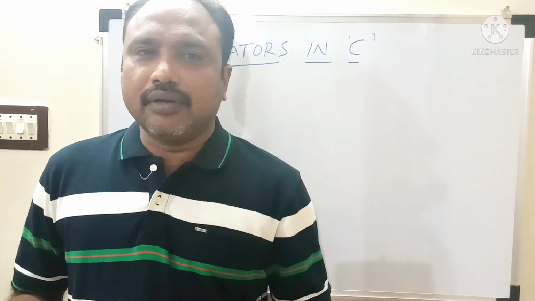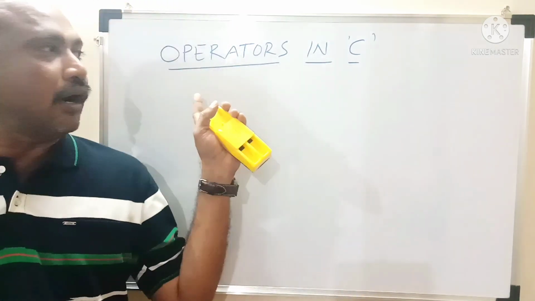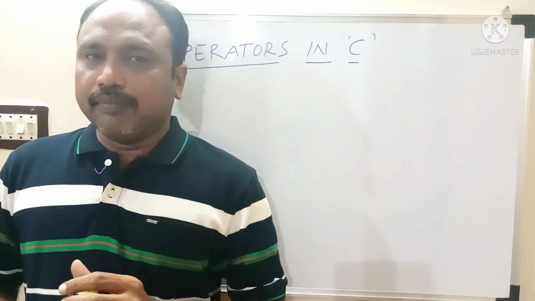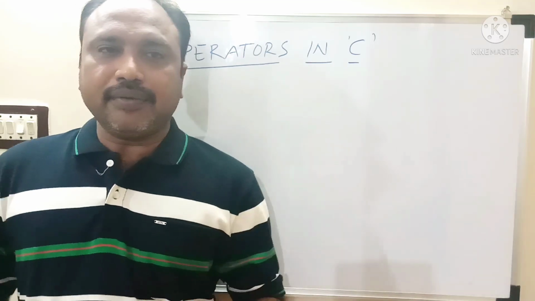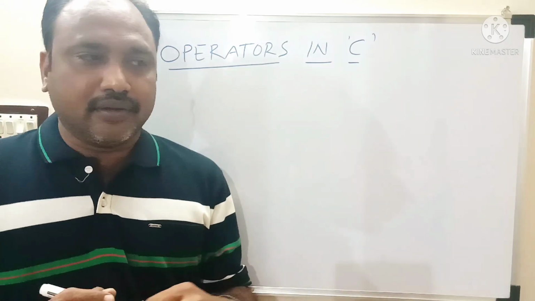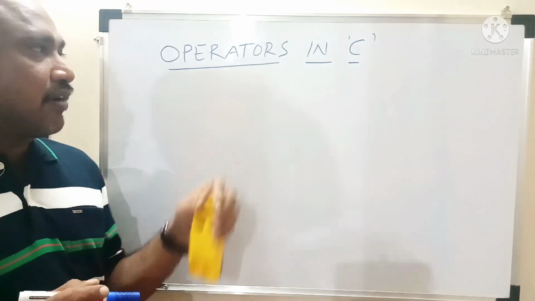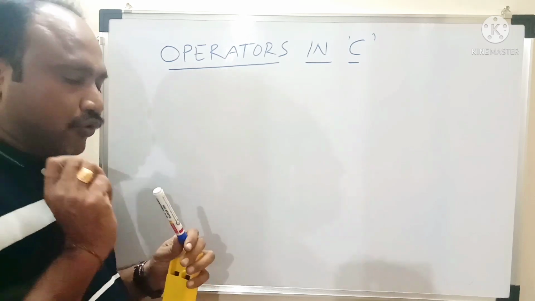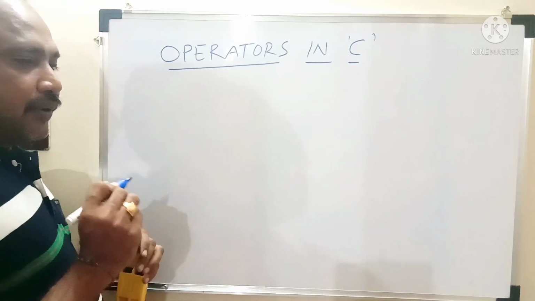And friends, today I will explain operators in C. Before discussing operators in C, actually there are 8 types of operators in C. While discussing the 8 types of operators, first of all everyone should know the categories of operators.